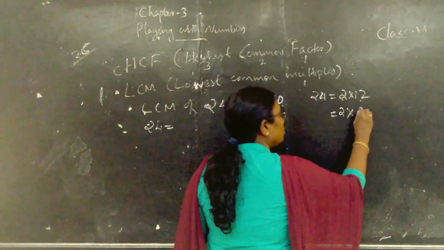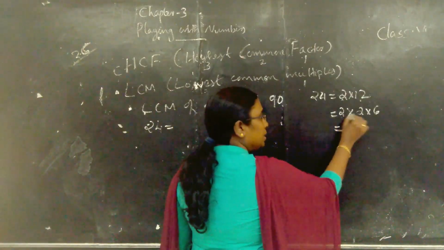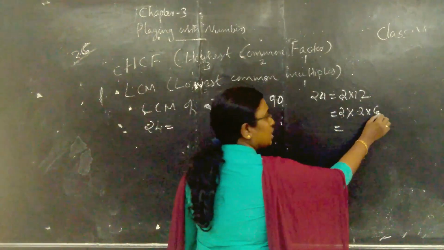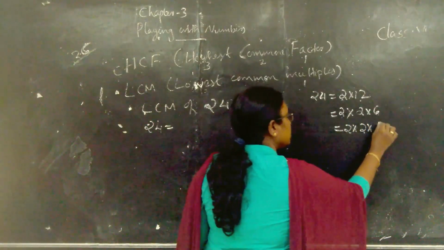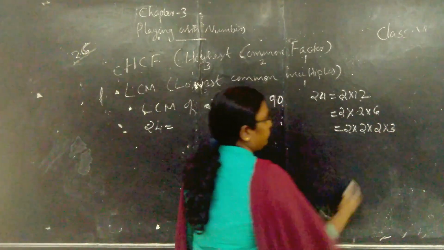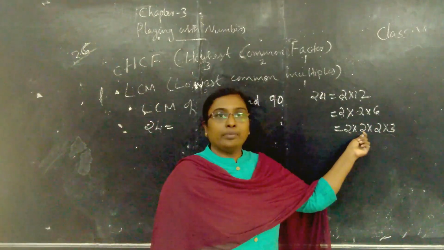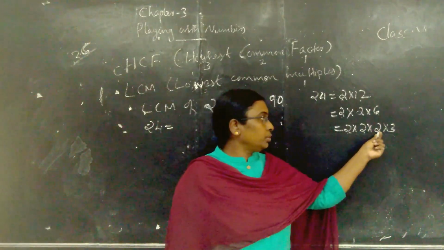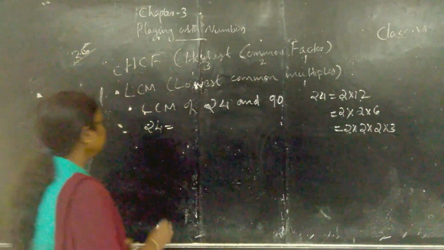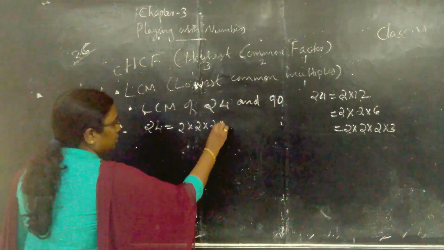12 equal to 2 into 6. 2 is a prime number, but 6 is not a prime number, so convert 6 again: 6 is 2 into 3. Now all the factors are prime numbers. So 24 equal to 2 into 2 into 2 into 3.